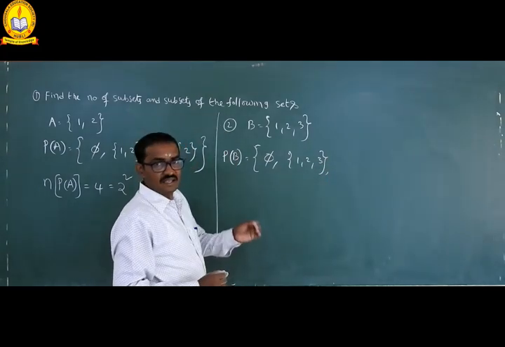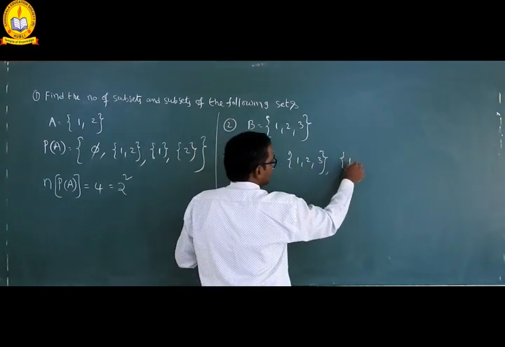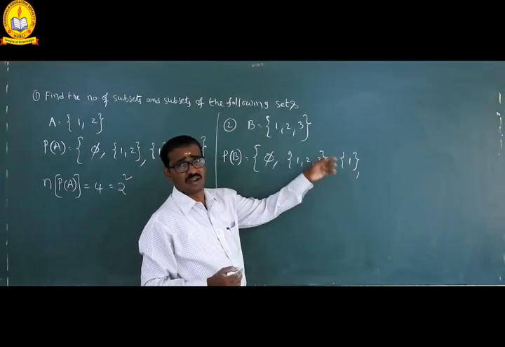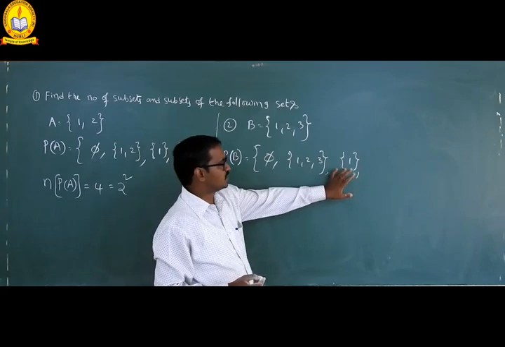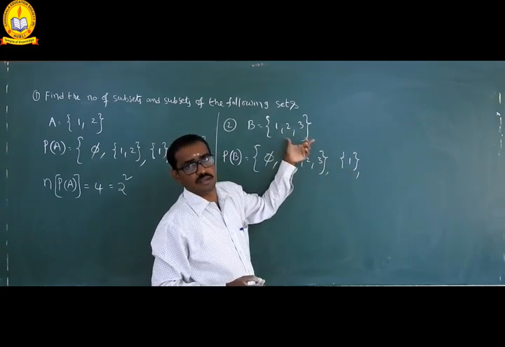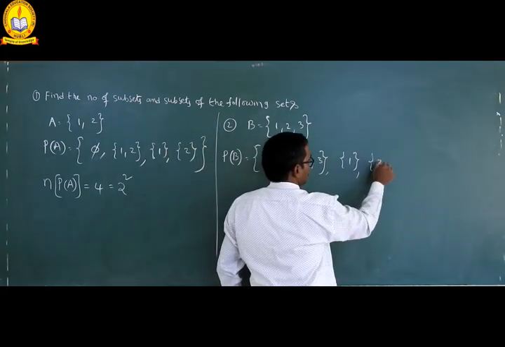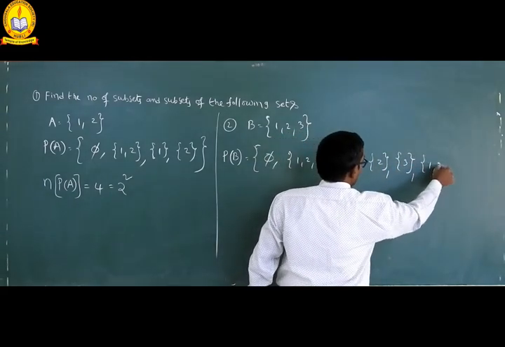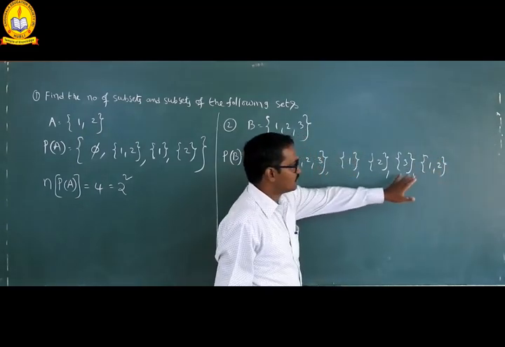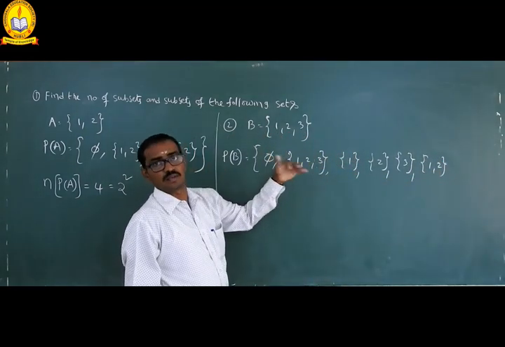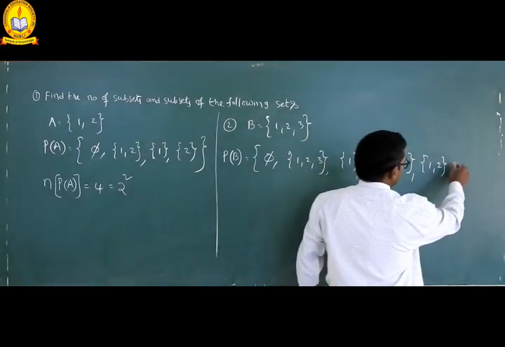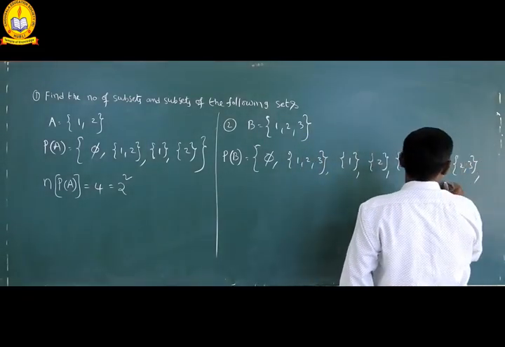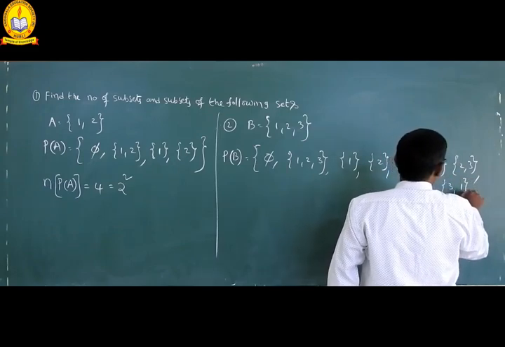Next one, I am taking singleton {1}. Singleton {1} is a subset of B because it has only one element, which already lies in set B. So every element of this set lies in set B. That's why it is a subset of B. Next, singleton {2}. Singleton {3}. Next, {1, 2}. It has 2 elements. These 2 elements already lie in set B. That's why it is a subset of B. Next, {2, 3}. And next, {3, 1}.